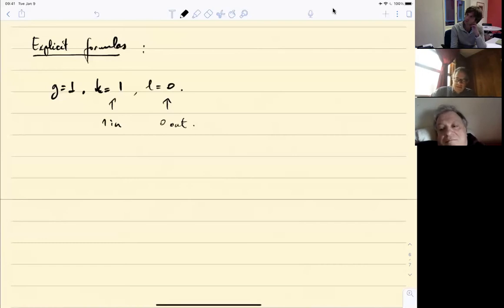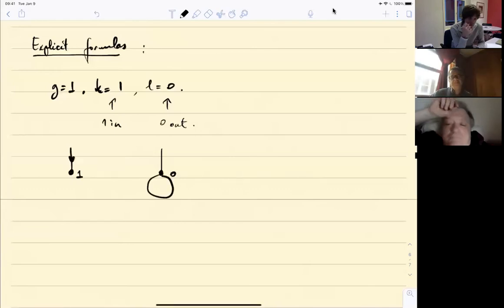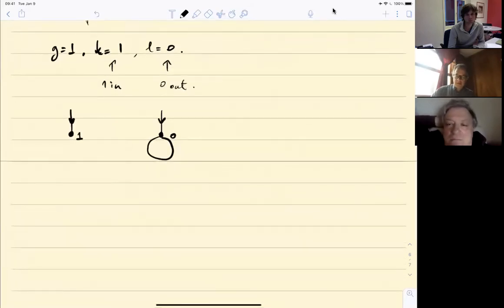So let's see. Turns out that there's only two choices. If I take this graph, where the vertex is labeled by genus one, it has one input, zero outputs. And the other option is for this to be labeled by genus zero and to have a loop. I remind you that loops increase the genus. So what does this tell me about the F1, 1, 0?